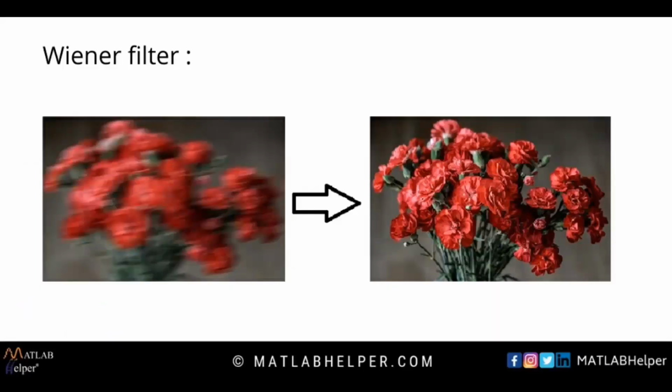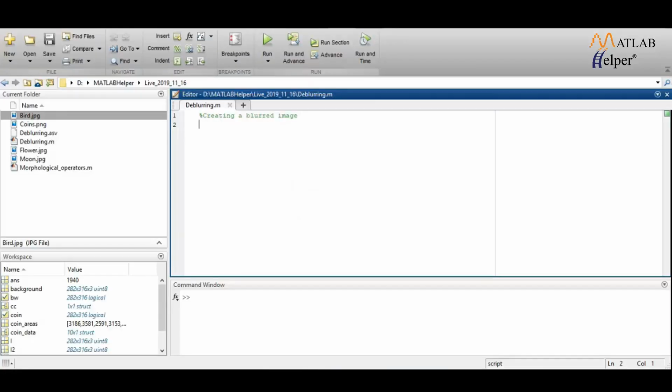Next image enhancement method is the Wiener filter. Wiener deconvolution is used to deblur images. Now I'll be explaining the algorithm of the Wiener filter with an example. First of all, let us create a blurred image, then deblur the same image using the Wiener filter. For that purpose, read the original image into Ioriginal using the command imread of flower.jpg.